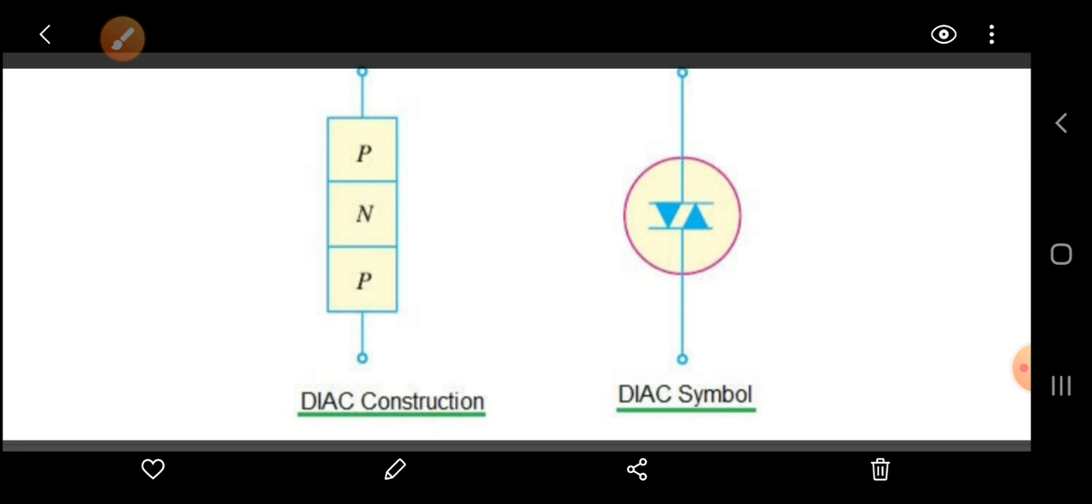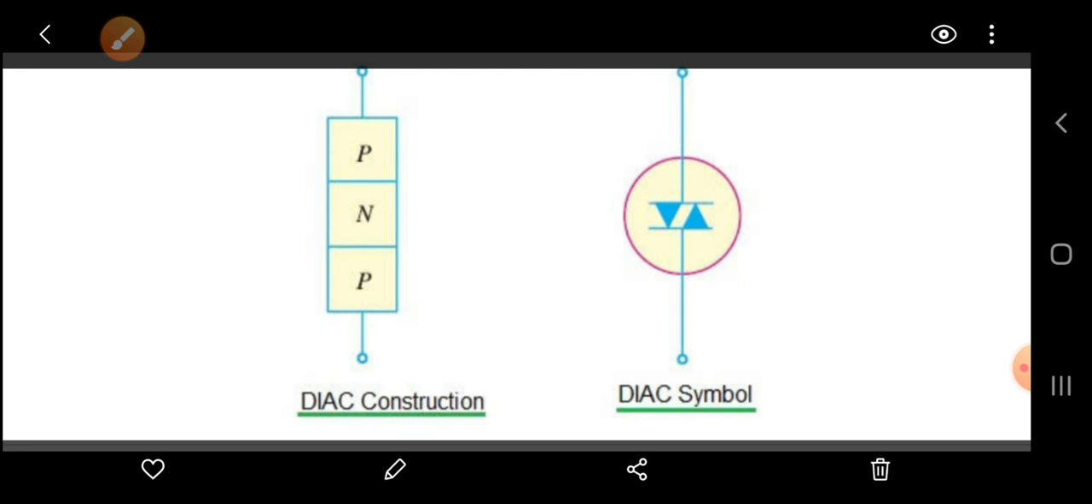It also has similar concepts. The DIAC is a diode for alternating current, which is nothing but a device working as a diode for AC supply. So how is it going to work for both the positive and negative half cycles of the AC, and what is the behavior of this DIAC, we are going to see in this lecture.